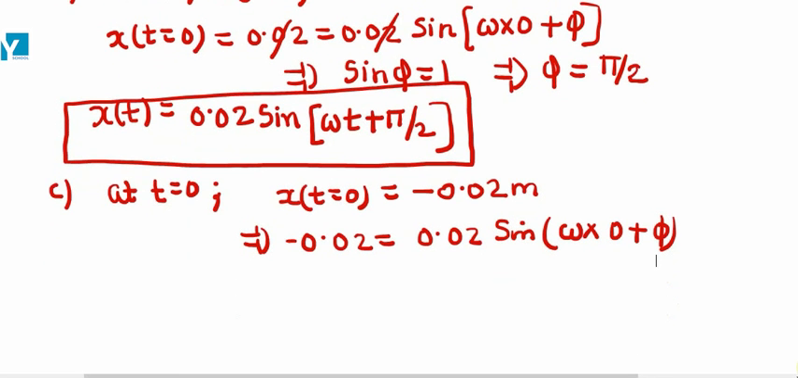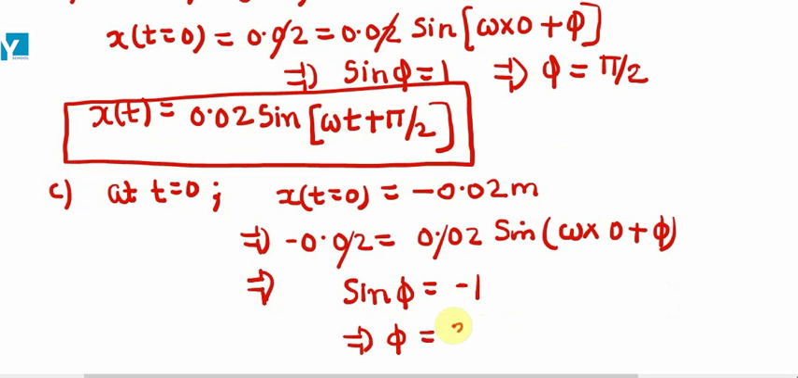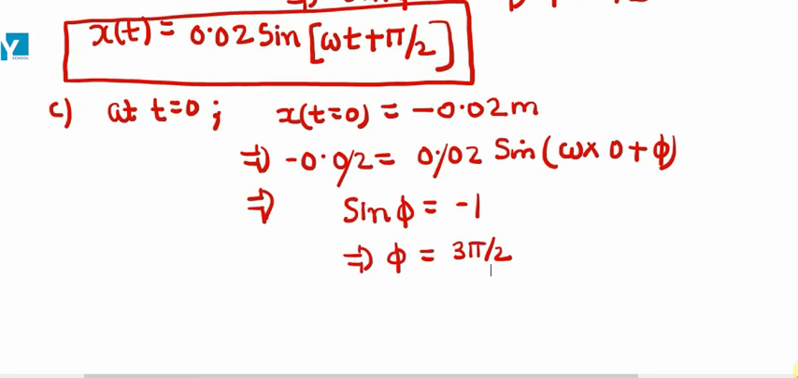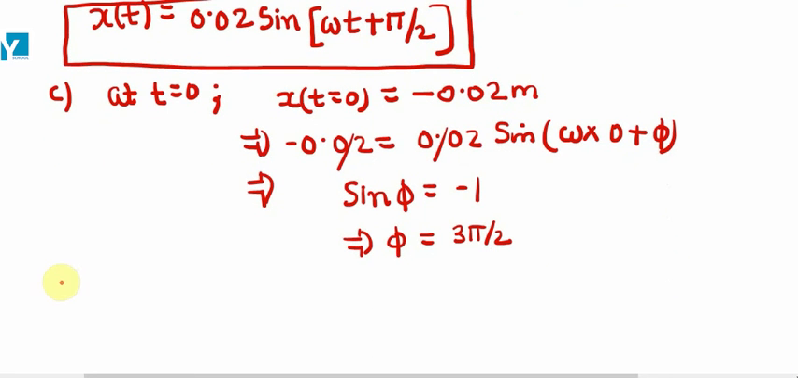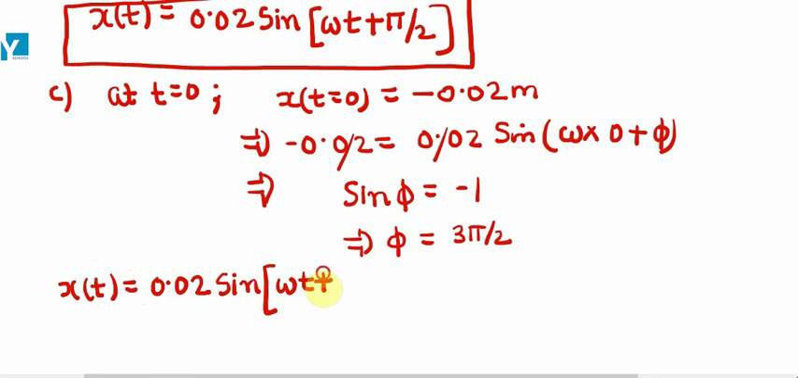So if I solve further, sin of phi is equal to minus 1. This implies phi is equal to 3 pi by 2. This implies x of t is equal to 0.02 sin of omega t plus 3 pi by 2.